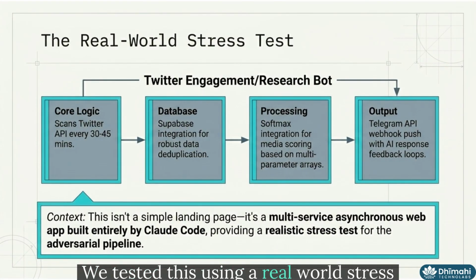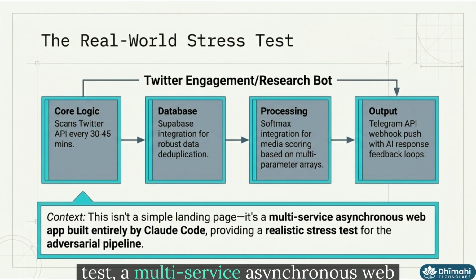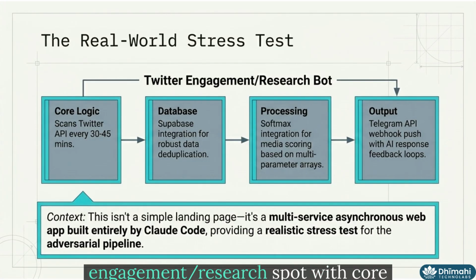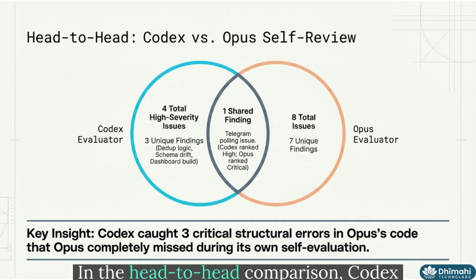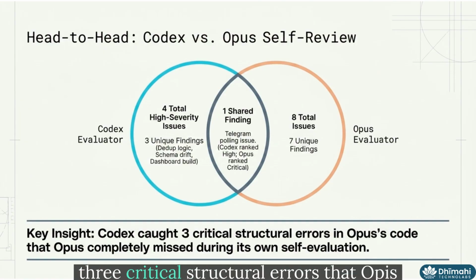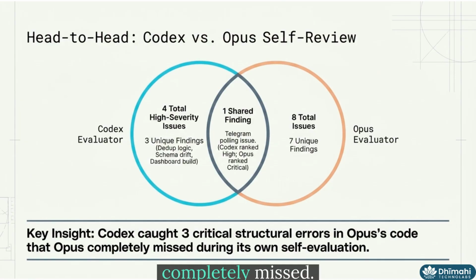We tested this using a real-world stress test, a multi-service asynchronous web app built entirely by Claude Code. The application is a Twitter engagement/research bot with core logic, database, processing, and output components. In the head-to-head comparison, Codex versus Opus self-review, Codex caught 3 critical structural errors that Opus completely missed.